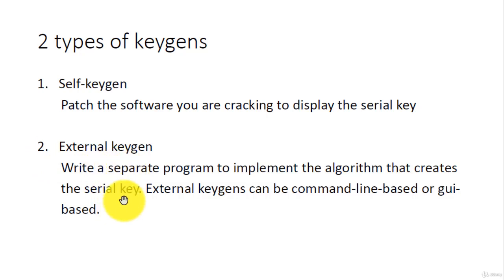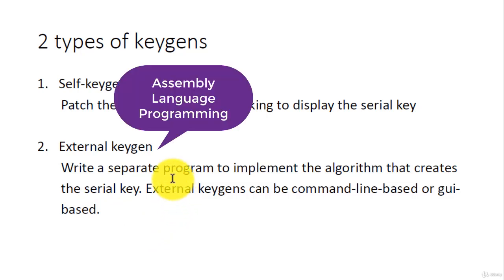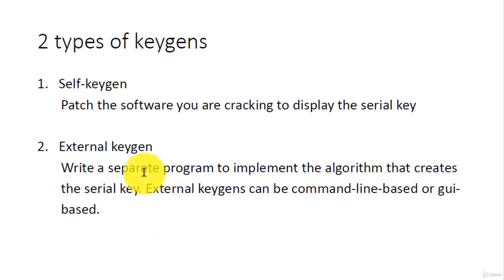So external keygen is where we need to write a separate program to create a keygen. In order to do this, however, we need to have more knowledge about assembly language programming. So in the next section, I will start assembly language programming and guide you through some basic and fundamental understanding of how to write programs using assembly language.